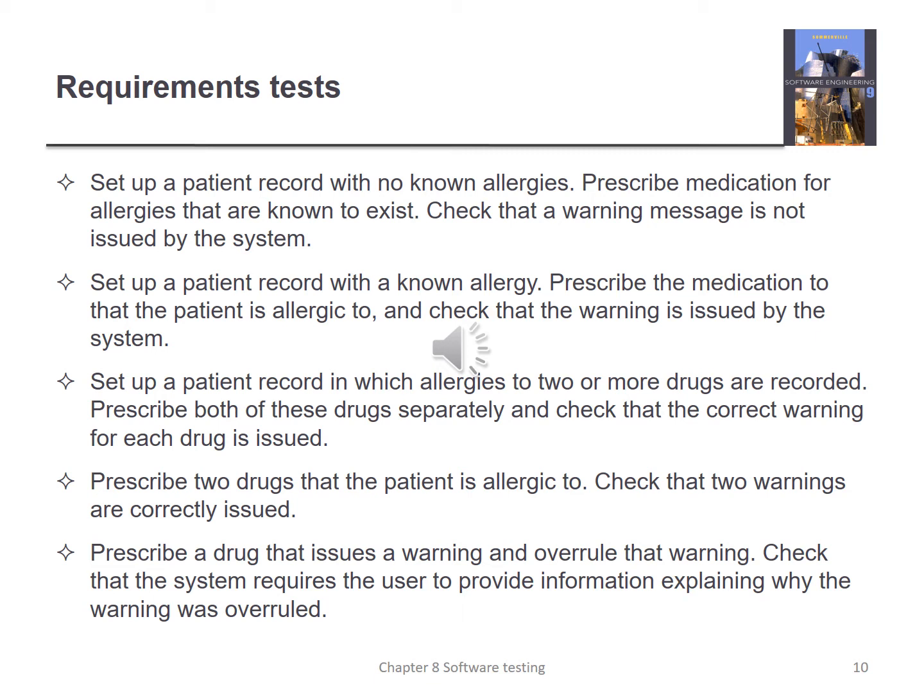Set up a patient record in which allergies to two or more drugs are recorded. Prescribe both of these drugs separately and check that. Prescribe the two drugs that the patient is allergic to and check that two warnings are issued. Prescribe a drug that issues a warning and overrule this warning. The warning is issued and then you overrule it with some remark about why you prescribe this drug, even though the patient is allergic to this kind of medication.